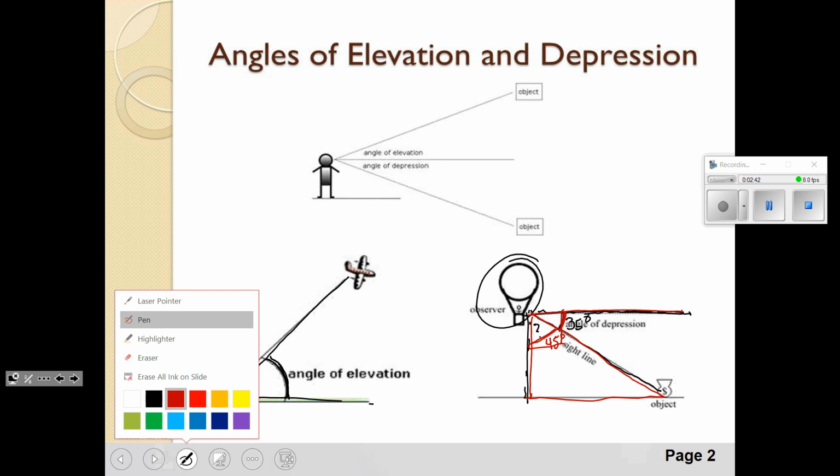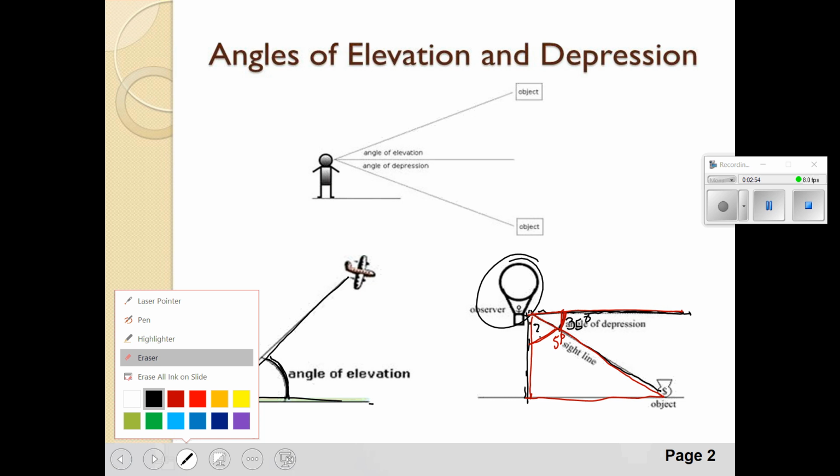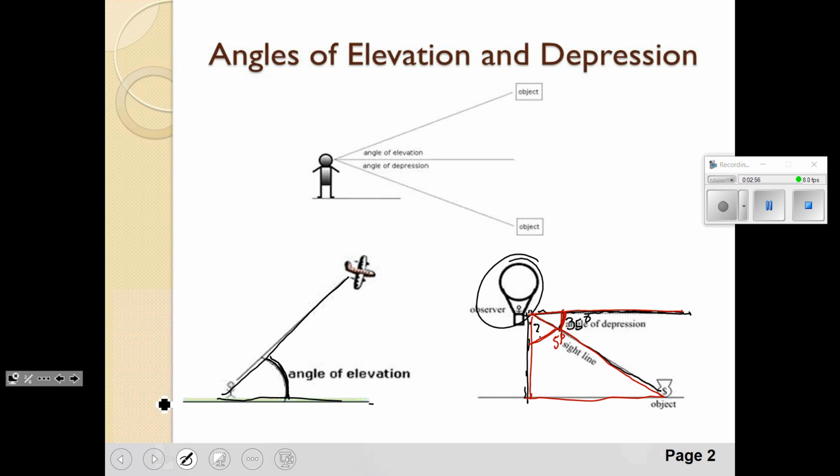So is 55? Okay. Thank you. I'm really struggling today, y'all. It's Friday. So let's try 55. Okay, 55 degrees.